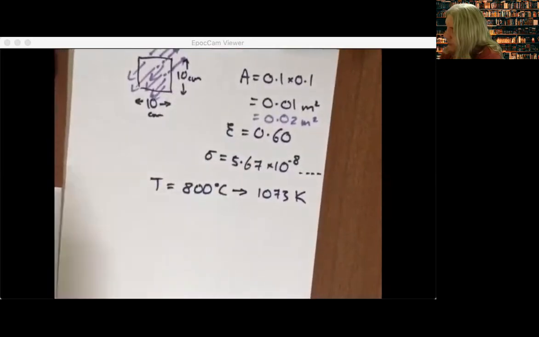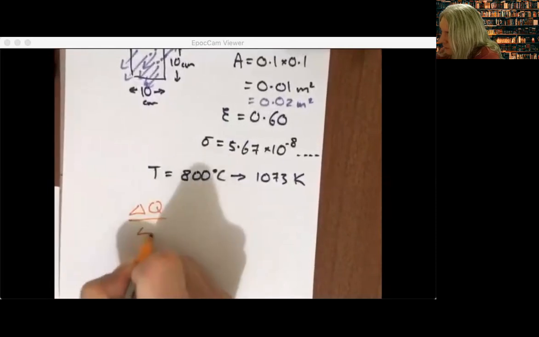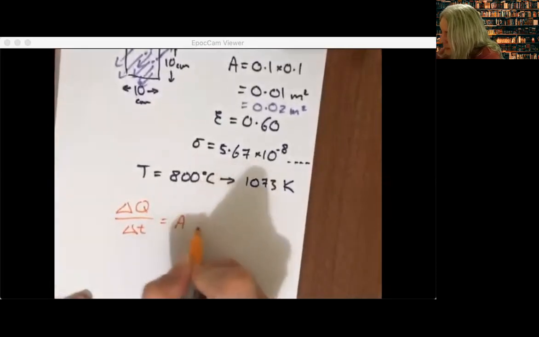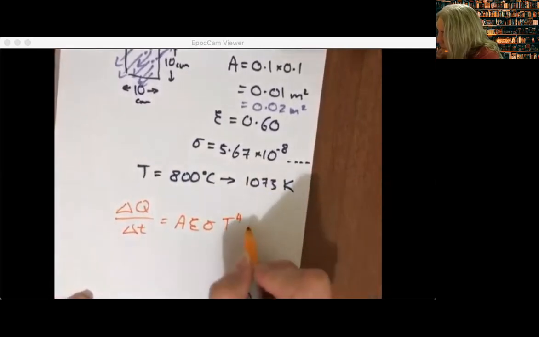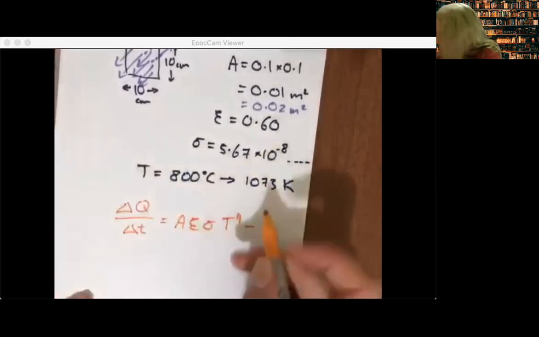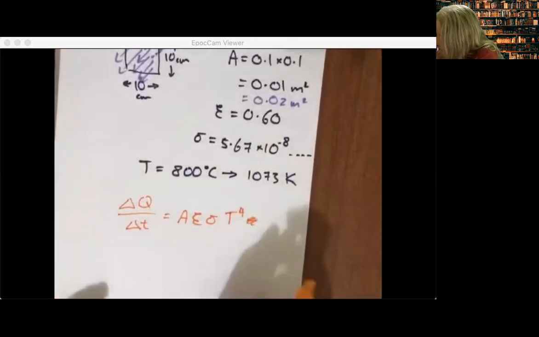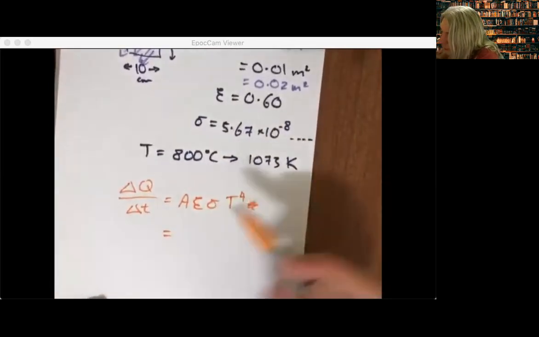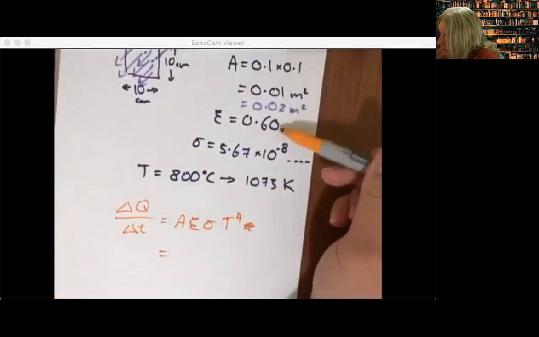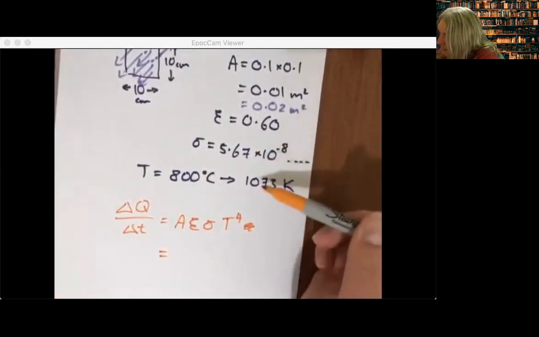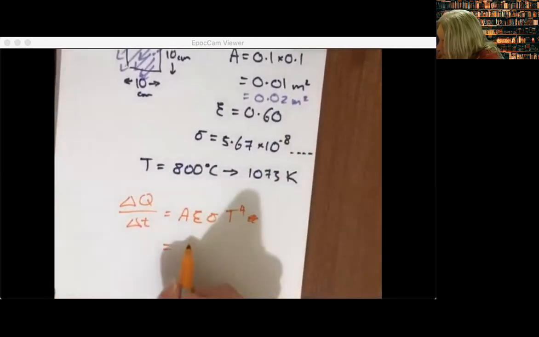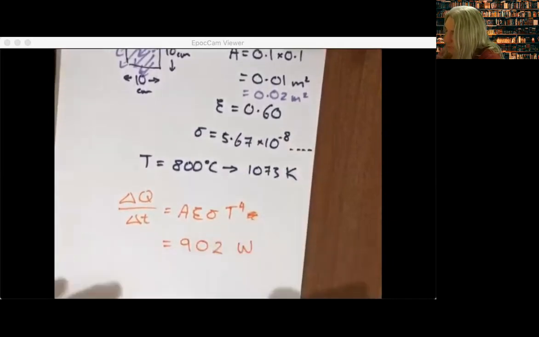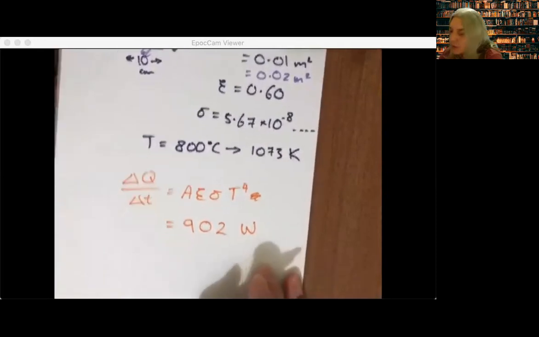Now we can just use the formula. So delta Q by delta T is equal to A epsilon sigma T to the fourth, minus, oh no, because this is not environment yet, this is just the object. So temperature of the object to the fourth power. So we've got all those numbers now: 0.02, 0.6, 5.67 times 10 to the minus 8, and 1073 to the fourth power. And if you do that calculation, which I'm sure you all have by now, you will get 902 watts. So that is our rate of radiation.